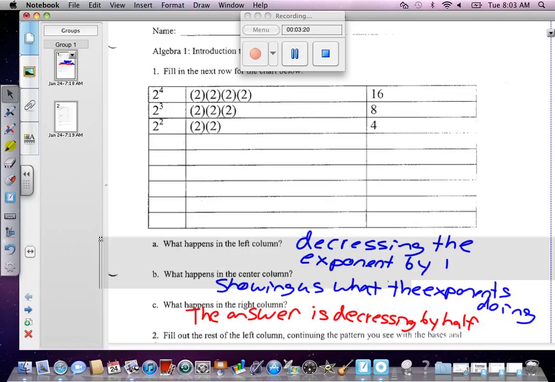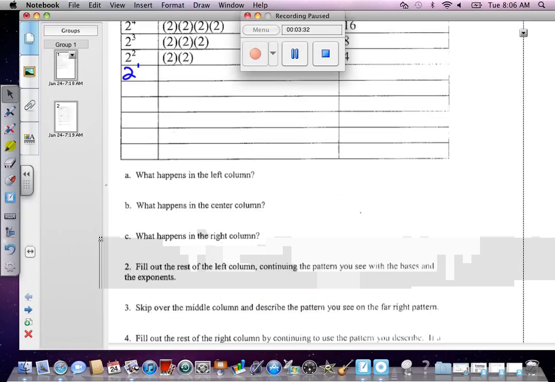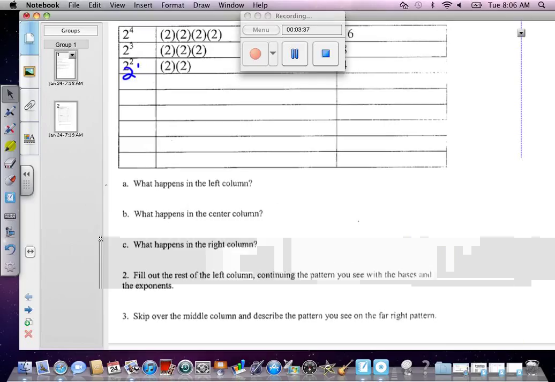All right, so what I want you guys to do is fill out the rest of the left-hand column on your own. The one with the exponents, yep. We get 2 to the 1. To the 0. What would come after 2 to the 0? What's 1 less than 0? 2 to the negative 1. What comes after that? 2 to the negative 2. 2 to the negative 3. And 2 to the negative 4.